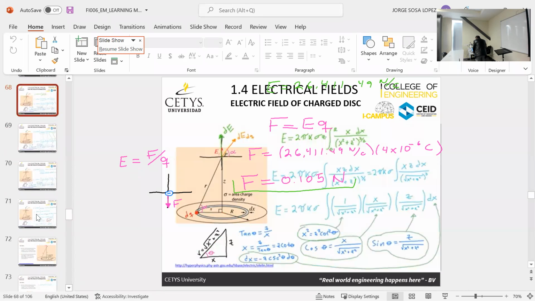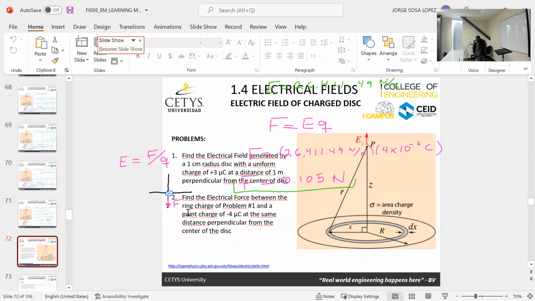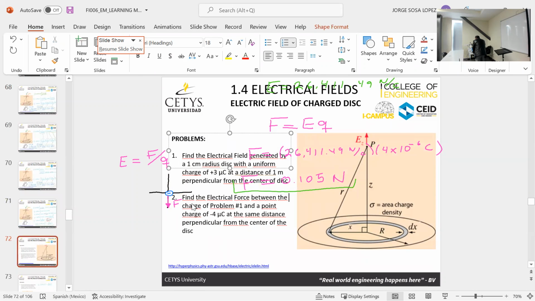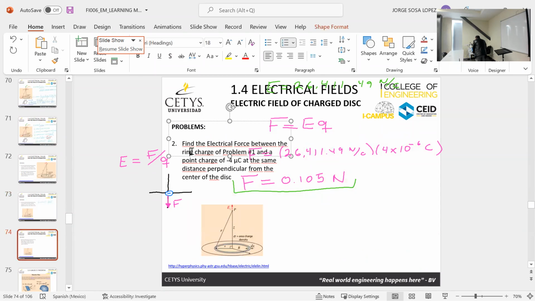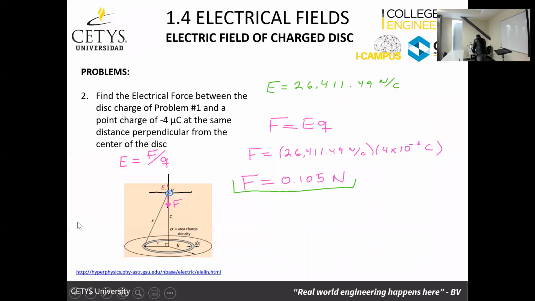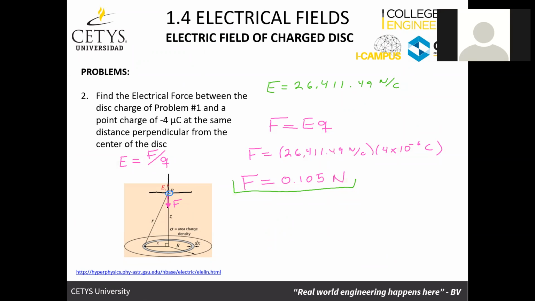Thank you for that. I need to correct that here on the slide. It is the disk. It's really confusing. Okay, thank you, Anya. Yep, it's a disk charge. Problem number one. Yes, thank you. Okay.